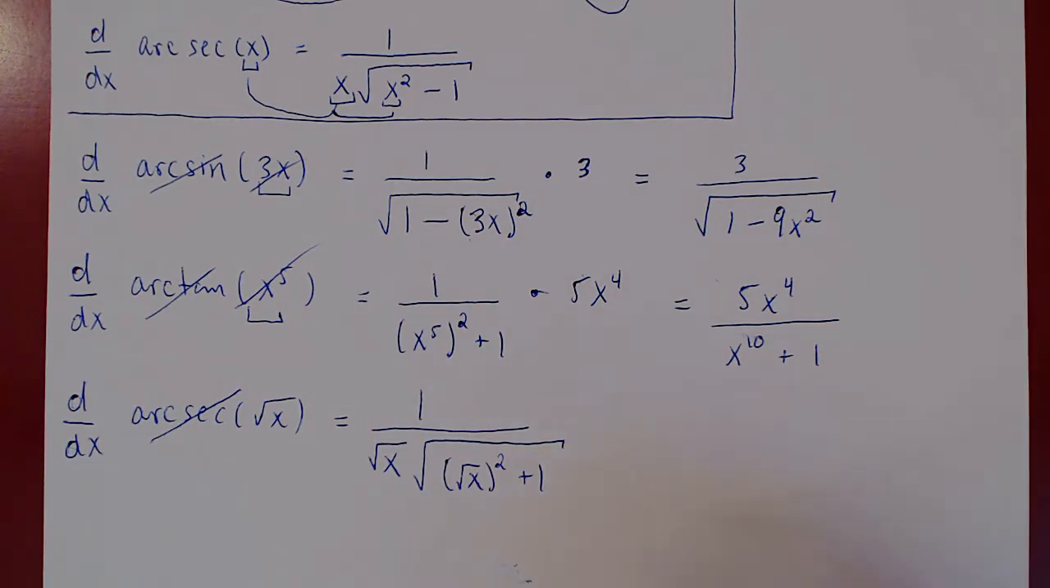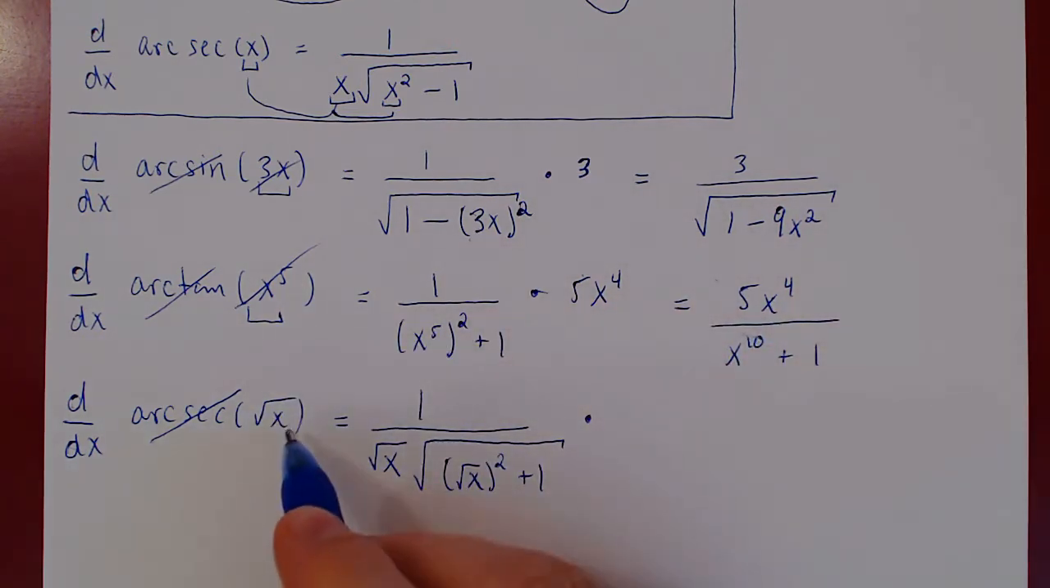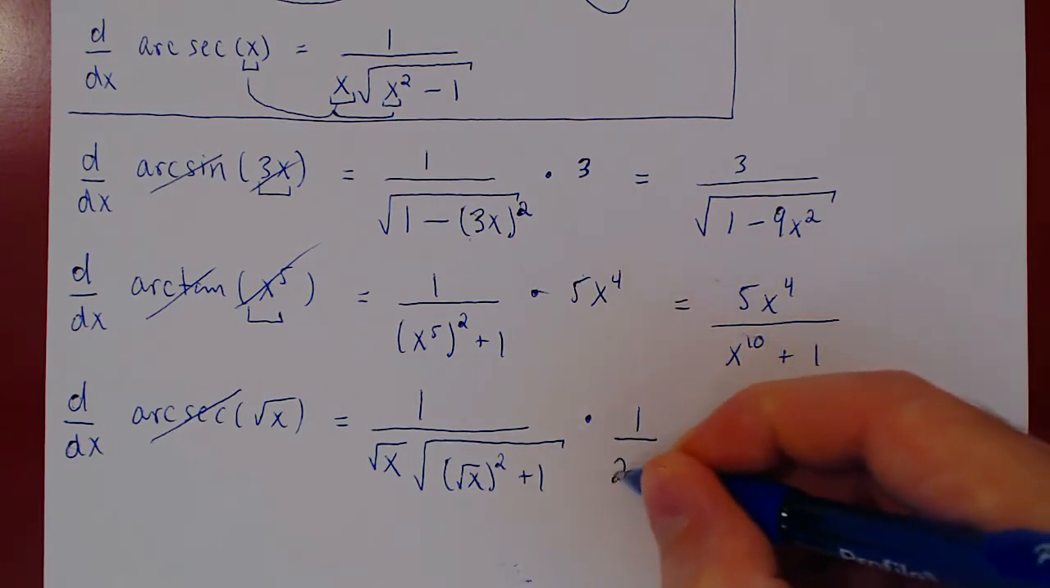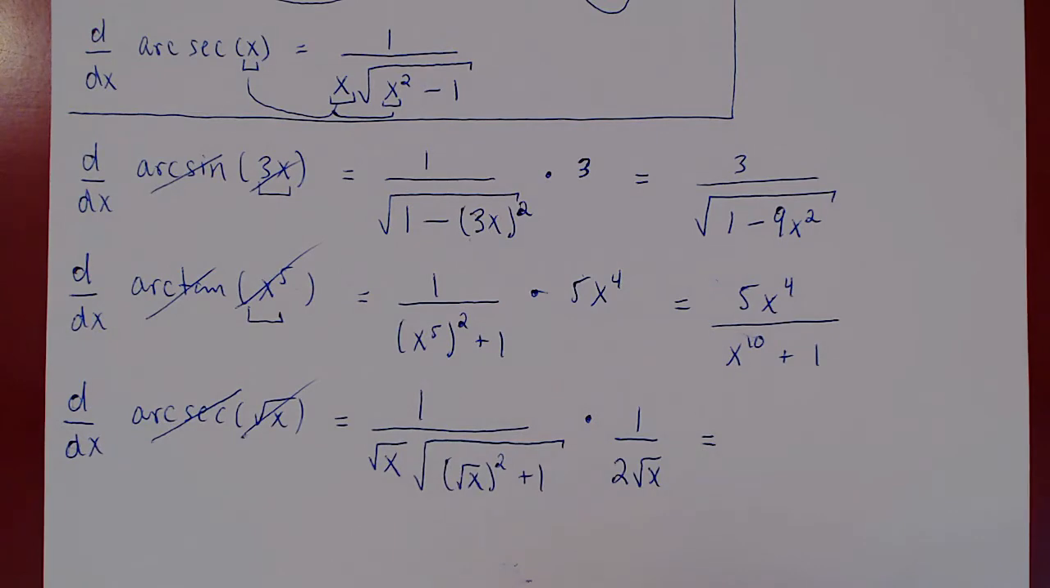But that's just the derivative of arcsecant. There's a root of x left over, so times the derivative of root of x, and this is, as you know, 1 over 2 root of x. Now there's nothing left over. We're done with the differentiation.